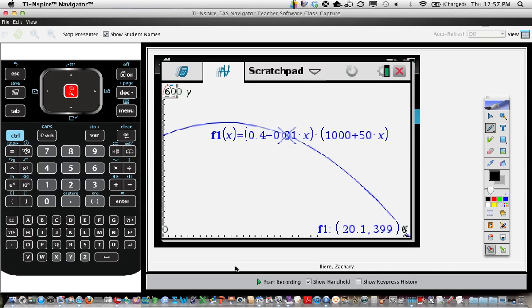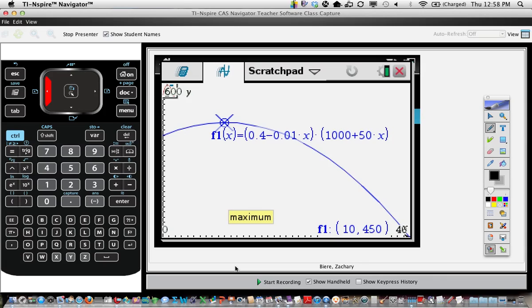So hit your left arrow there, Zach, and trace. And it's going to do something cool when you get to the maximum. It's going to tell you, but you've got to go kind of slow once you get there. As soon as you get up there close, slow down a little bit. Okay, there you go. Look at that. It says maximum right there.